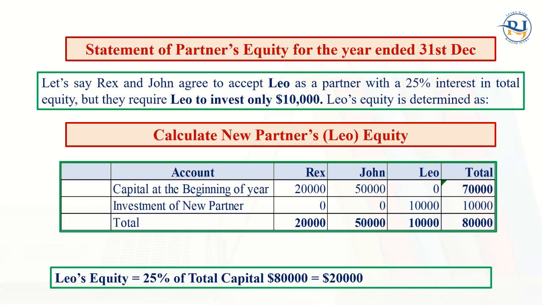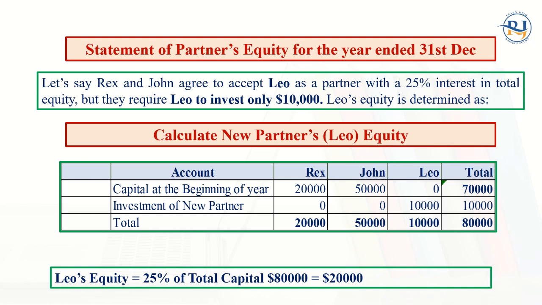So look at this. Let's say Rex and John agree to accept Leo as a partner with 25% interest in total equity, but they require Leo to invest only $10,000. Both partners are saying to Leo, invest only $10,000, that's it, but we will give you 25% interest in the total equity. In the total equity, 25% interest will be given to you.